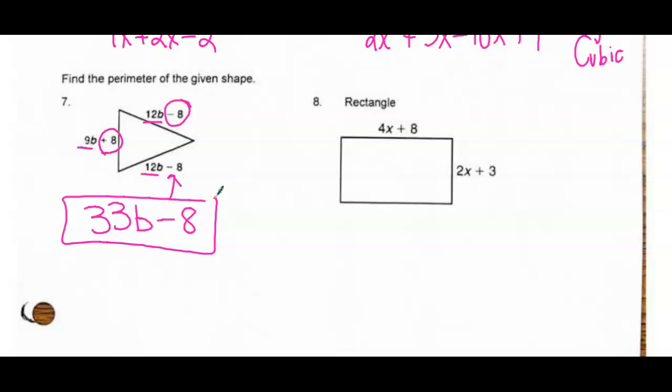And can you think of why some of you might mess up number 8? A rectangle has 4 sides. So don't forget, even though they don't have it written, the opposite sides are congruent. So you have to add those in. So if we find the perimeter, we're adding 2, 4, 2, and 4. That's 12x. 8 and 3 is 11, so it's plus 22. I said that wrong. 22.